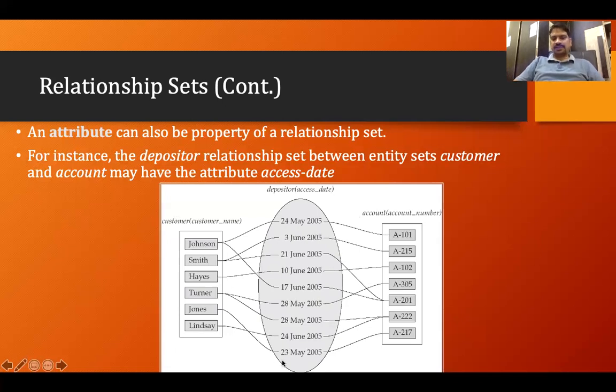And the depositor is nothing but your relation, and a relation can also have attributes. So this diagram is telling you that not only entities will have attributes. Entity will have attributes, that is okay: customer has customer name, let's say the phone number, customer address, and all those things. Account will also have account number, account type, branch, all those things.